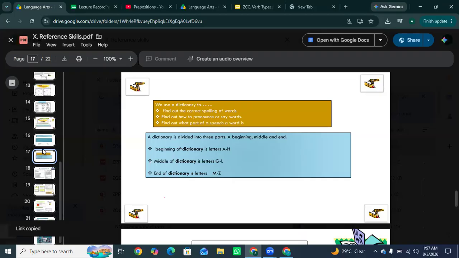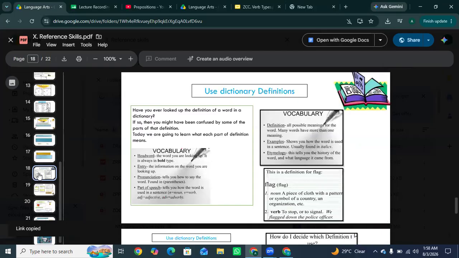So a dictionary is divided into three main parts: a beginning, middle, and end. The beginning of the dictionary is letters A to H, the middle is G to L, depending on the book edition, and the end is letters M to Z. So, use dictionary definitions.